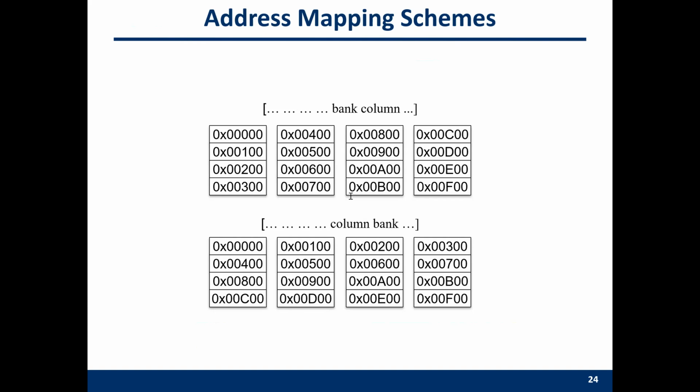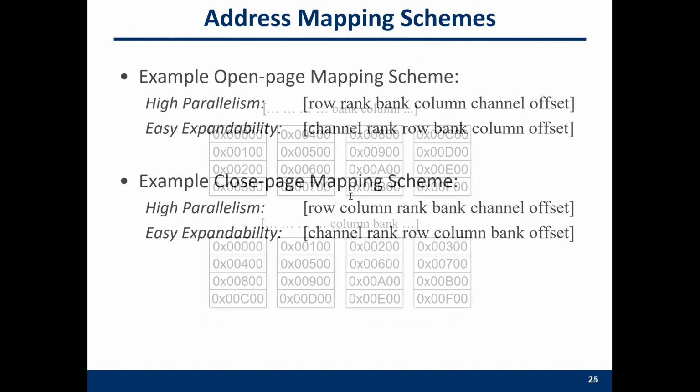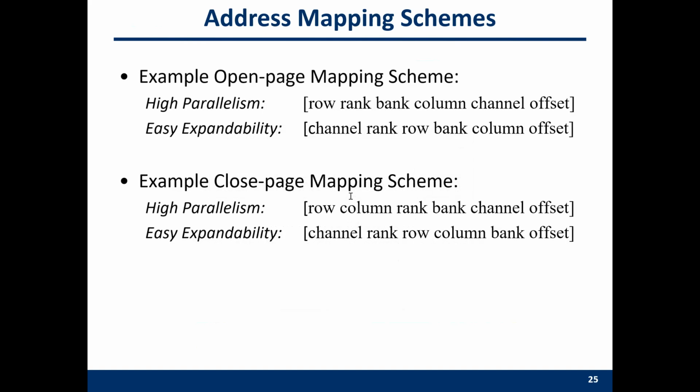Remember, we have the row buffer. You put them into the same row so that we can store, and increase the row buffer hit rate. And the address mapping also has an impact on the open row and closed row policy.